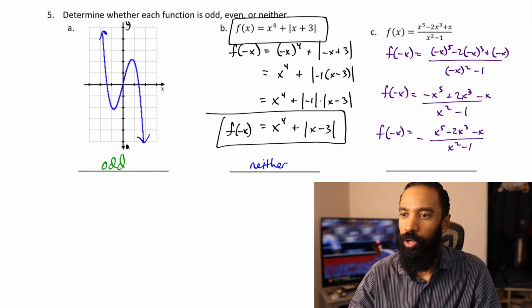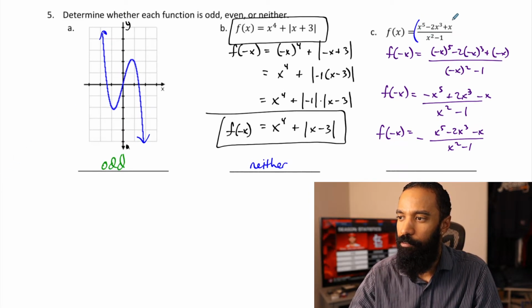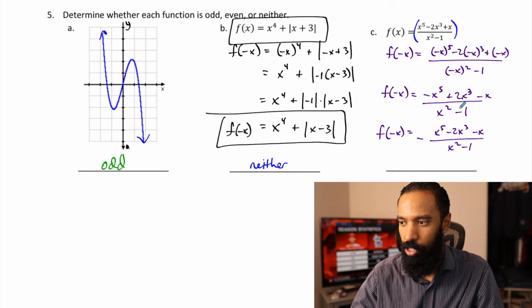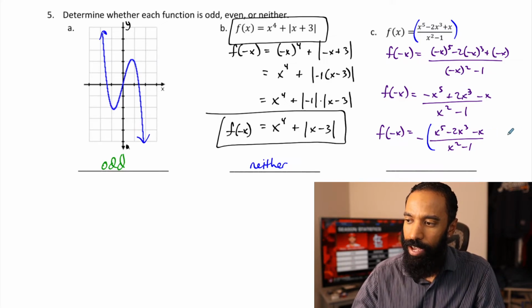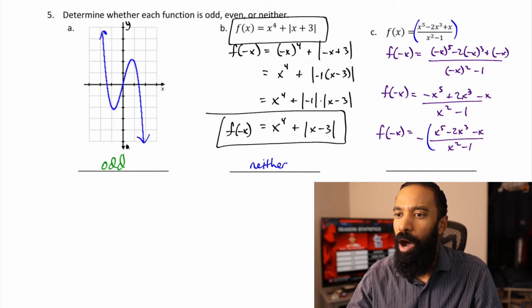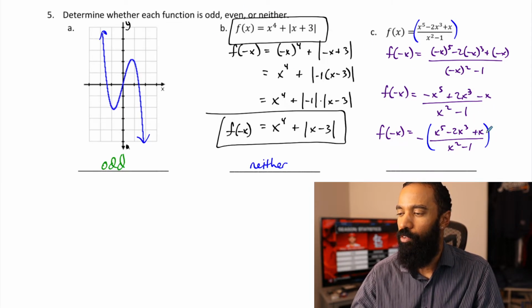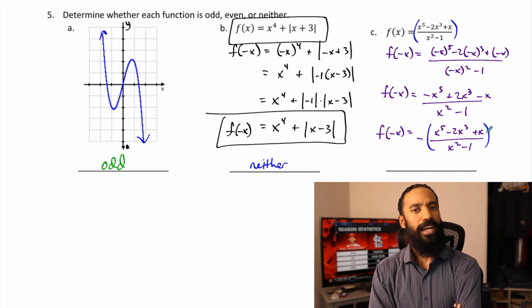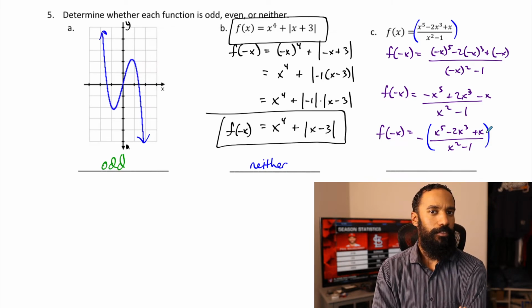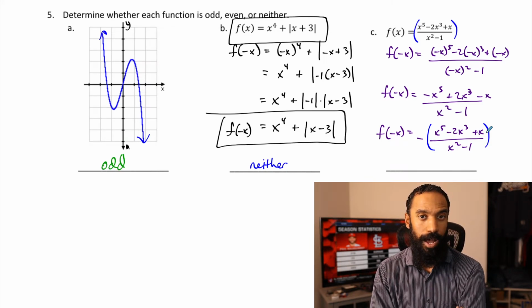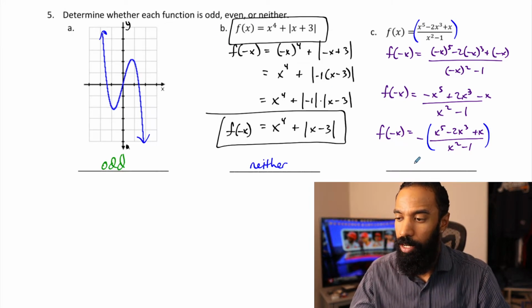What I'm showing you is that right here we have a positive version of x to the fifth minus 2x cubed plus x over x squared minus 1. On the bottom we have negative x to the fifth minus 2x cubed. That should be a minus. Plus x, minus, over x squared minus 1 right there. It's the exact opposite of what we had the first time. This is also odd. This is also an odd function right here.